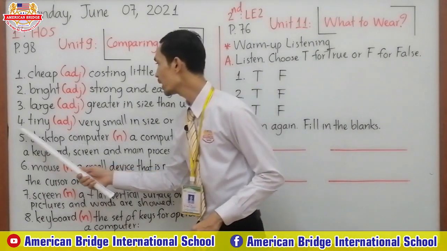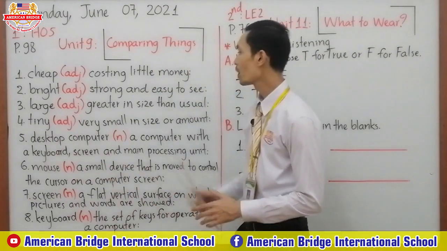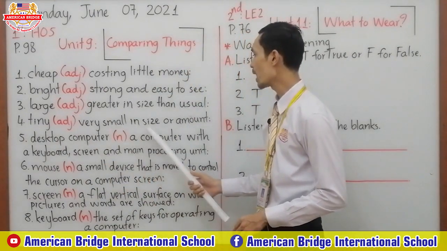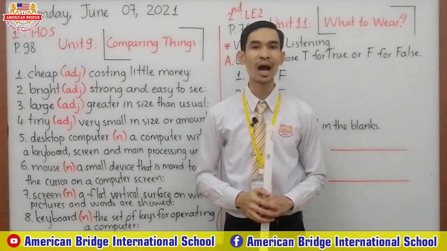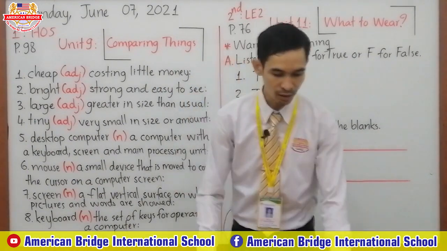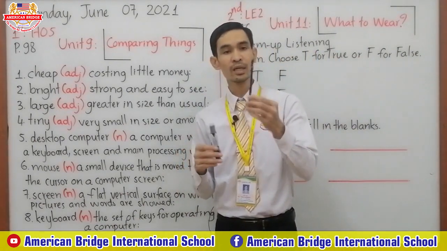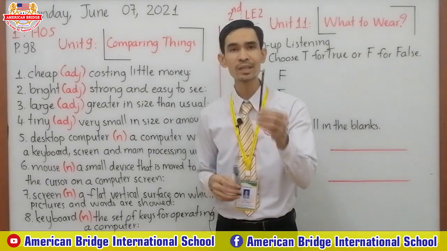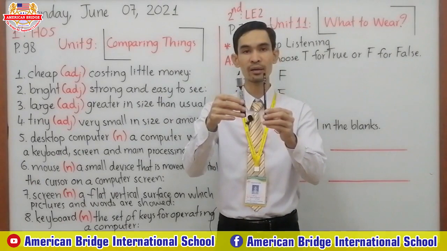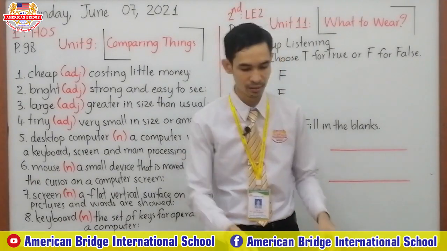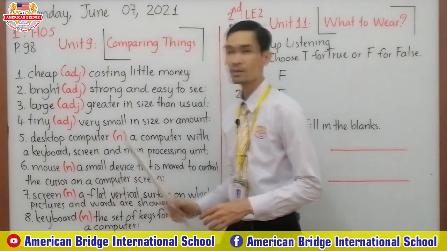Okay, so here number 4, tiny. Very small inside or amount. Very small, okay, called tiny. Okay, you can look at the marker and the pencil. The pencil is very small, right? So it is tiny. And the marker is big. When you compare it, this one is tiny. All right, so tiny here means very small.